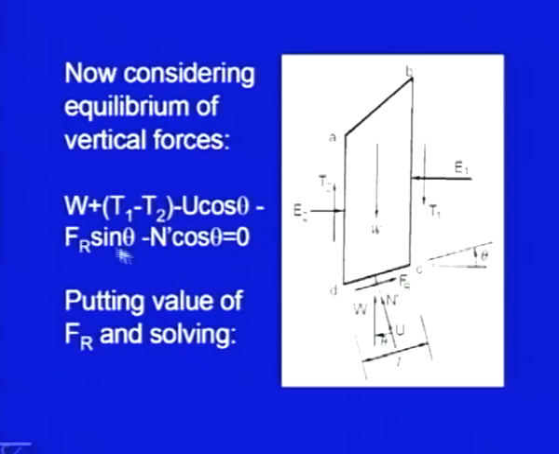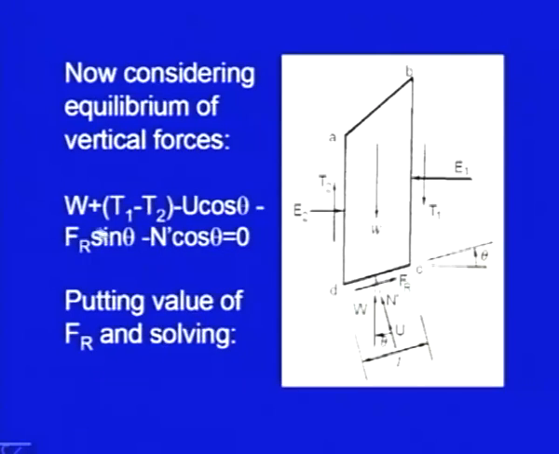So, here in this equation it is negative, and also the component of N dash, which is equal to N minus U, will also be acting in upward direction. The component will be N dash cos theta. So, when we consider the equilibrium, we are going to get this equation: W plus T1 minus T2 minus U cos theta minus Fr sin theta minus N dash cos theta equal to 0.